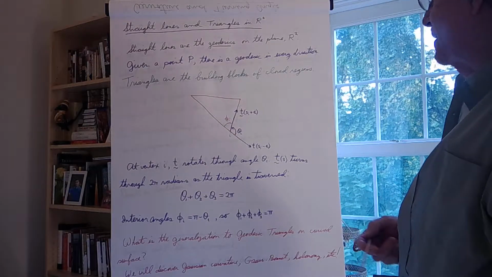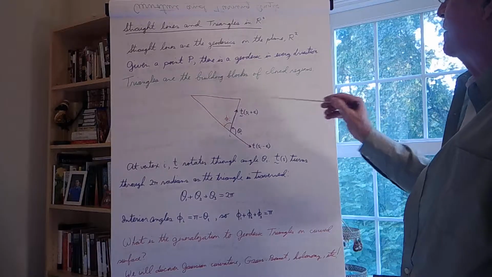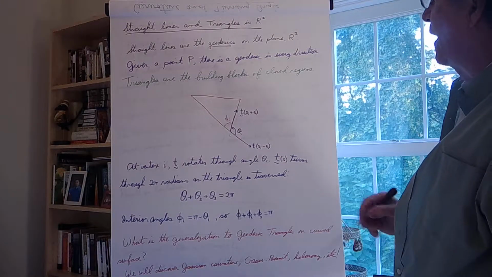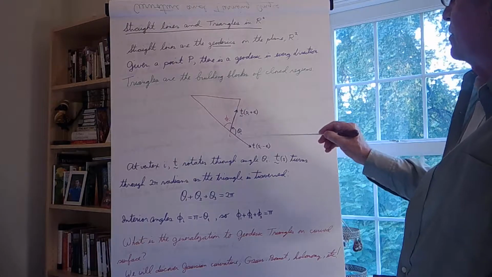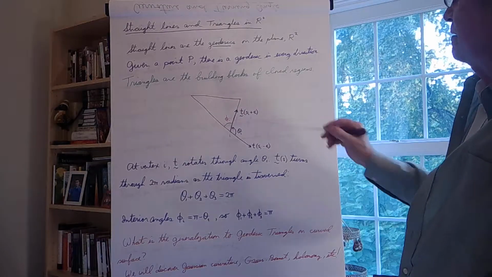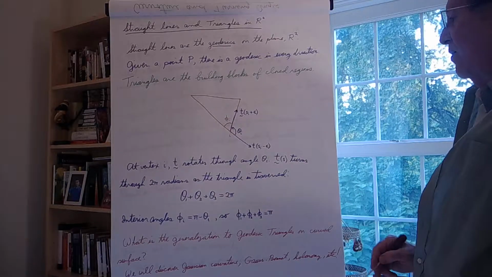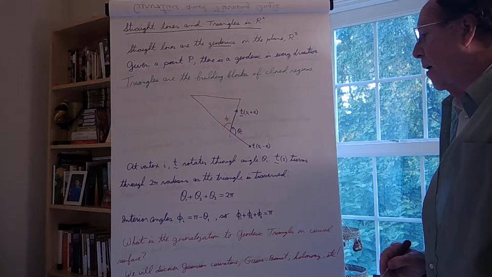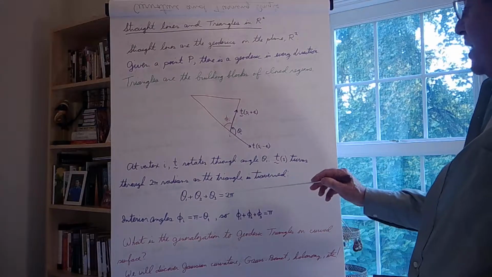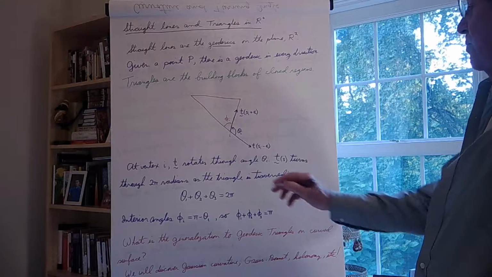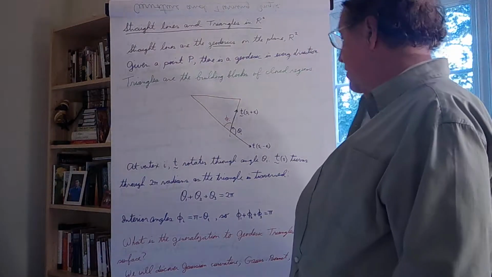Well, that's sort of trivial, and it teaches us what the interior angles of the triangle are. Because these exterior angles, theta I, are related to the interior angles by this statement: theta is equal to pi minus phi. And so if the sum of the thetas is 2 pi, then substituting in here, I learn that the sum of the interior angles of the triangle is pi.